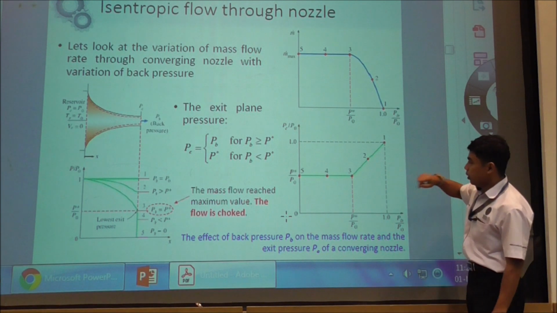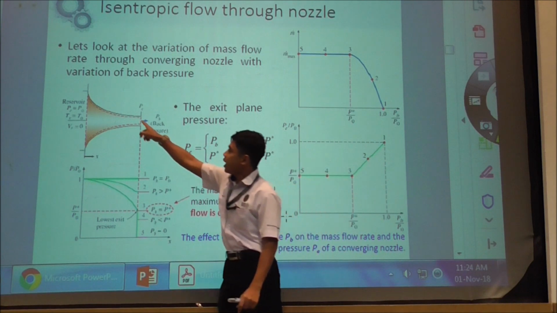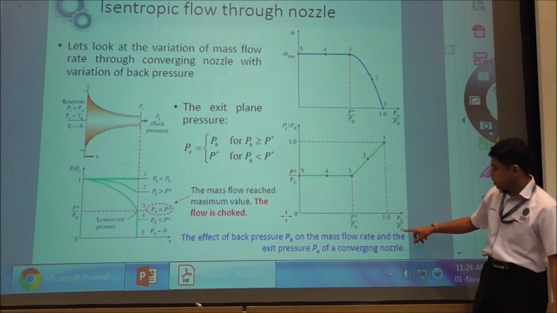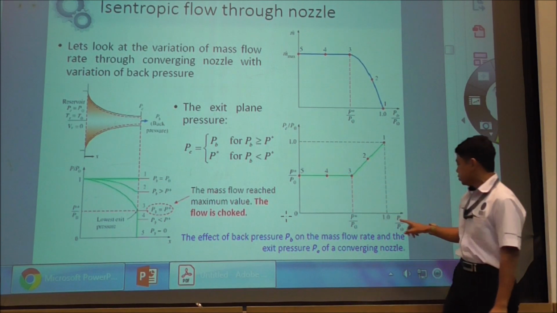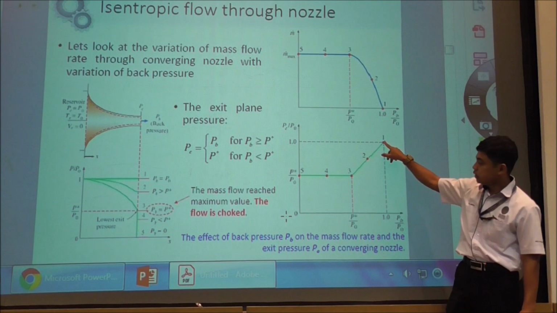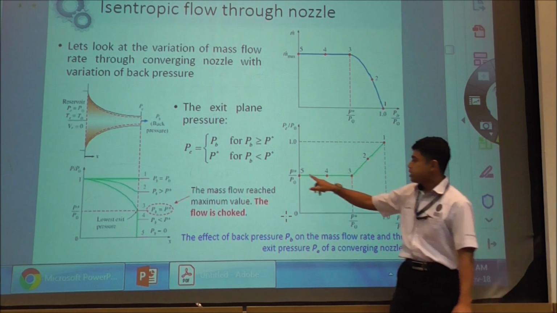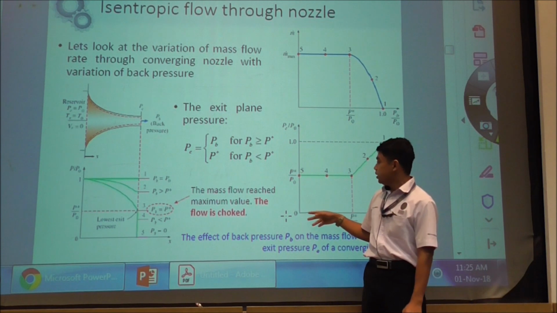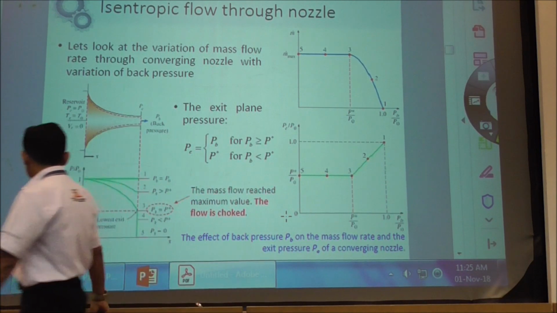Now, if you look at the exit pressure, which is the pressure at the outlet of the nozzle, you can see that when PB is equal to P naught, your exit pressure is equal to P naught. That's why you got 1. When the PB is equal to P star, your exit pressure is P star. When you decrease the PB, it doesn't matter. P star will remain the same. That's how you look at it.